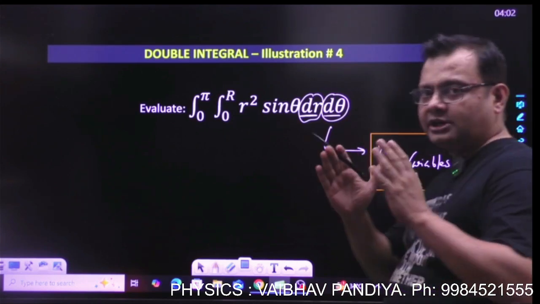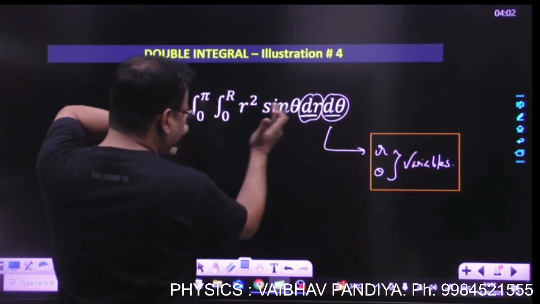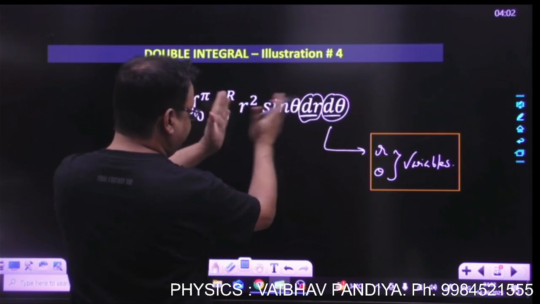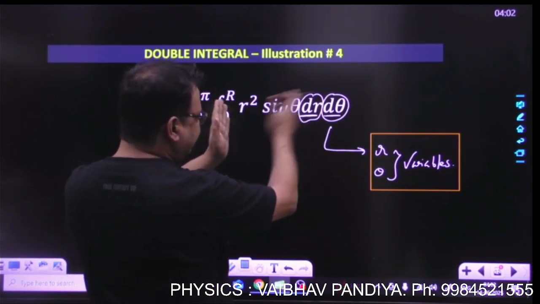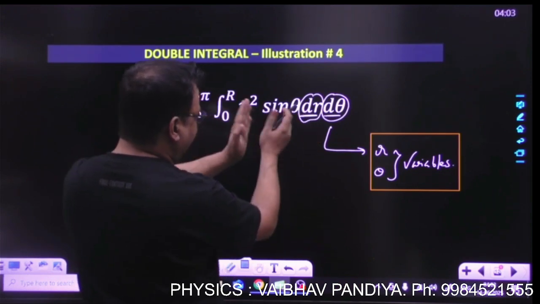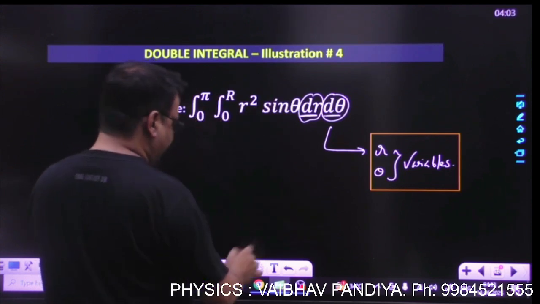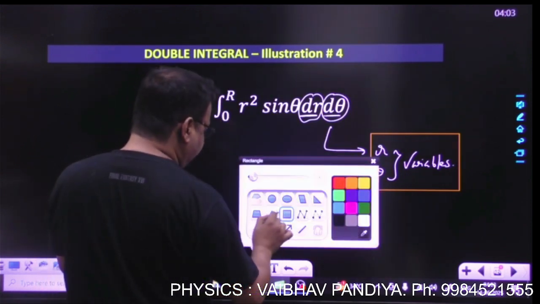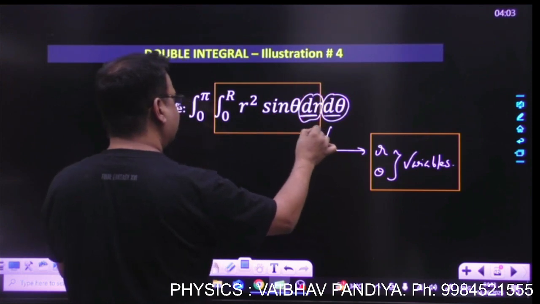Now we will start with the inner integral. Inner means if you are starting from the middle portion, you will get on the right side something with d, that is the variable of integration, and on the left side, you will get the integral sign that will give you the limits of that variable. So if you see the inner integral, this is coming to be this, correct?